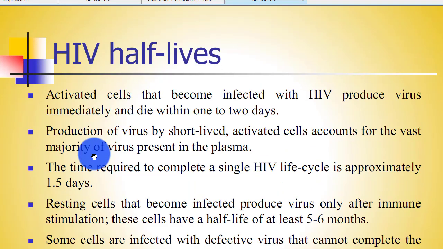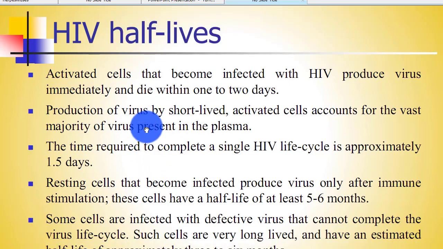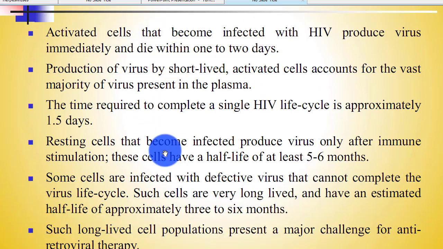HIV half-life: activated cells that become infected with HIV produce virus immediately and die within 1 to 2 days. Production of the virus by short-lived activated cells accounts for the vast majority of the virus present in plasma. The time required to complete a single HIV life cycle is approximately 1.5 days.